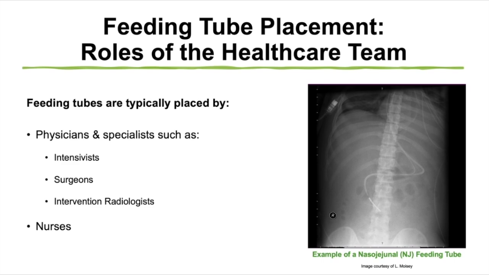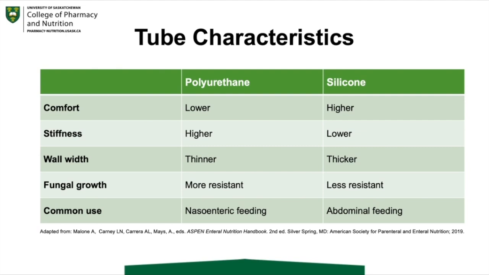Feeding tubes are typically placed by physicians, nurses, intervention radiologists, or surgeons. Doctors and nurses can insert feeding tubes at bedside if they're trained. Feeding tubes are typically made out of polyurethane or silicone. Polyurethane material is less comfortable, more stiff, and a thinner tube, and is used for nasoenteric tubes. Silicone material is more comfortable, less stiff, and a thicker tube, and is used for abdominal feedings.